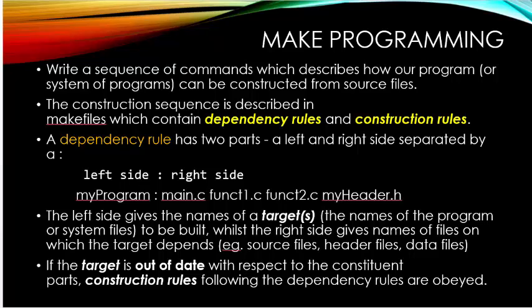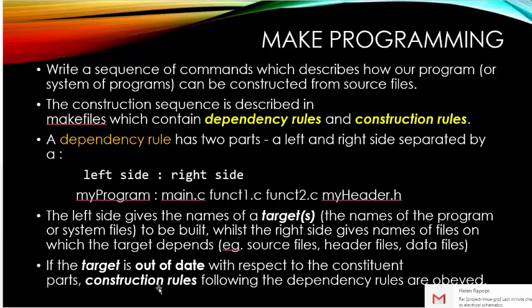So my big program depends on main.c, function1.c, function2.c, myheader.h. The left side is called the target. You can actually have more than one target, but we'll stick with one target. That's the big executable that you have to build. And the right side gives the names of the files on which the target depends, which are source files, header files, it can be data files as well.